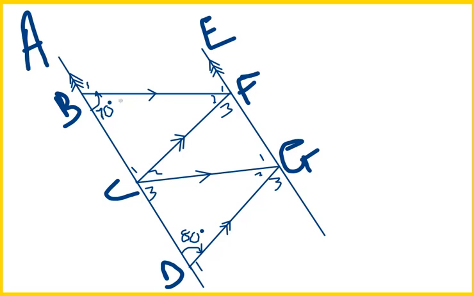We also have that BF is parallel to CF. So they are parallel only to each other, because of the number of arrows on those lines. Then we also have that CF is parallel to DG because they have 2 arrows on the line, and they are parallel only to each other.